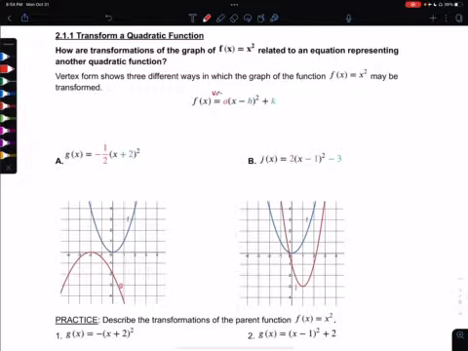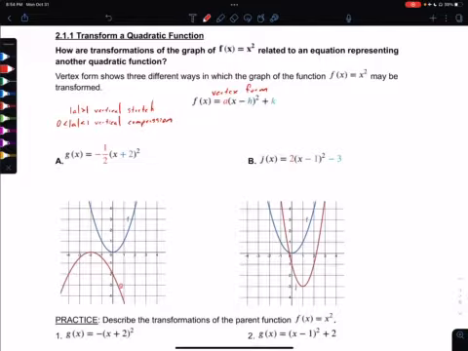This equation right here is our vertex form. We have a, h, and k values, and each of those will cause certain types of transformations depending on the values of a, h, and k. So we'll just go in order. Let's start with the a value. If the absolute value of a is greater than 1, you're going to have a vertical stretch. If the absolute value of a is between 0 and 1, then you would have a vertical compression.